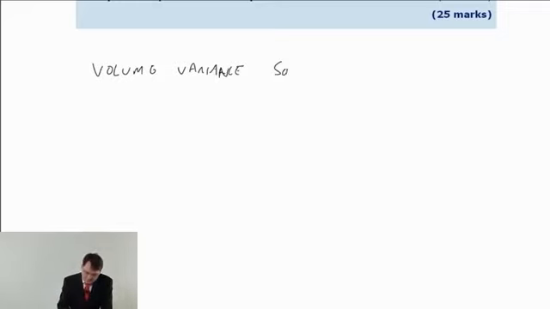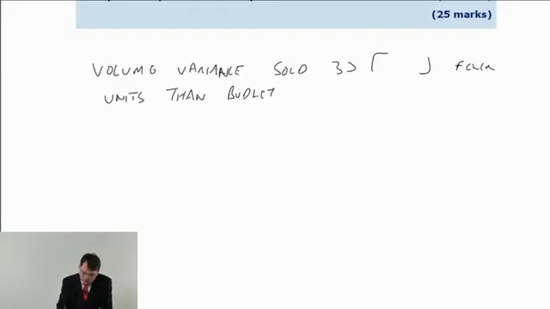So we have sold 33 fewer units, 33 fewer units than budget. Now, on its own, saying that we sold 33 fewer units doesn't really give you an indication of whether this is a big deal or not. If we'd gone from 1,033,000 down to 1,000,000, that's also a fall of 33 units, but you can see it wouldn't be a big deal. We've gone from 83 down to 50. That presumably is a big deal. So we've gone from 83 down to 50. That is a fall of 33 units out of 83.